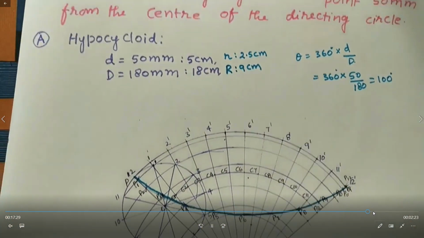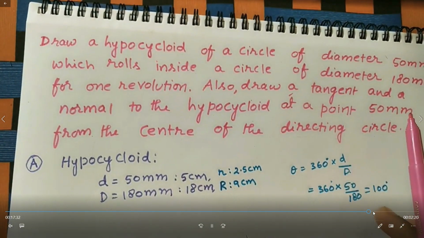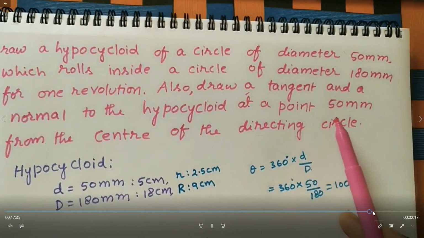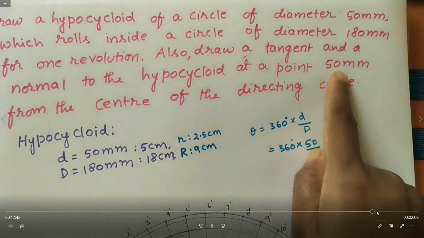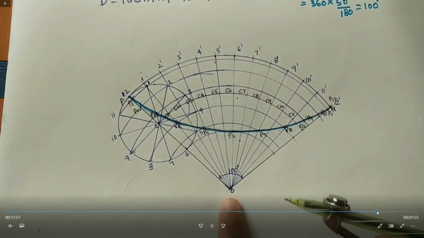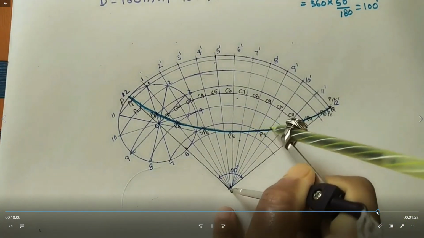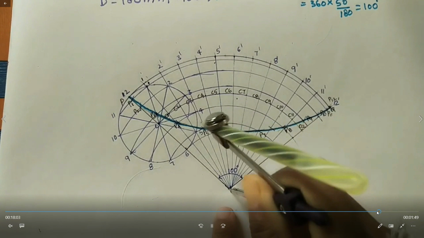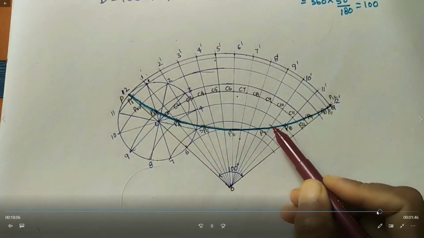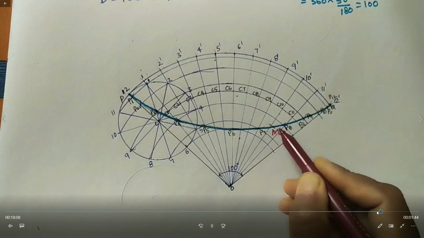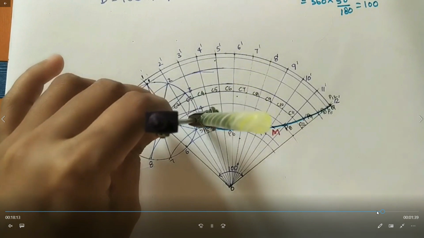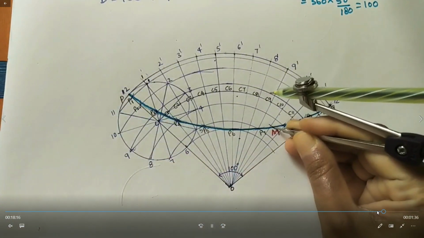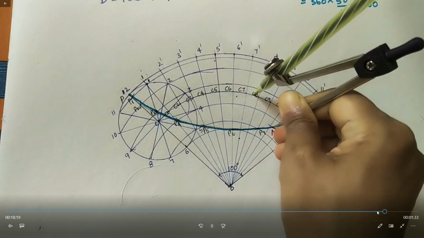Okay, next, second step, draw a tangent and normal to the hypocycloid at a point from the center of the directing circle, 50 mm. So we need to measure the 50 mm here. We take the radius of circle diameter 50 mm. Where it touches the curve, that point is M. And with the radius of 25, M to cut the center line, that is the center.